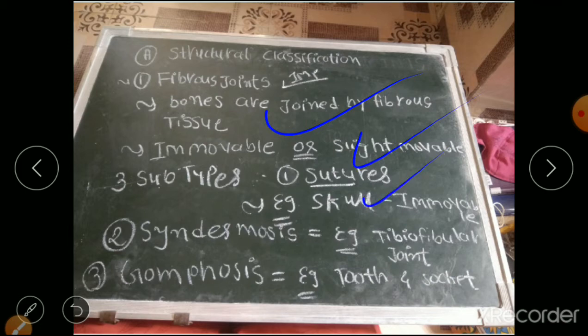Sutures means what? Immovable. Any joint that is immovable. So the example is skull bone. Then second type is syndesmosis. Syndesmosis, in that the example is the tibiofibular joint, the joint between tibia and fibula bone, that is under syndesmosis fibrous joint. And third is gomphosis. Gomphosis means socket type, a socket and cavity. So the example is tooth and socket. So this is about the fibrous joints.